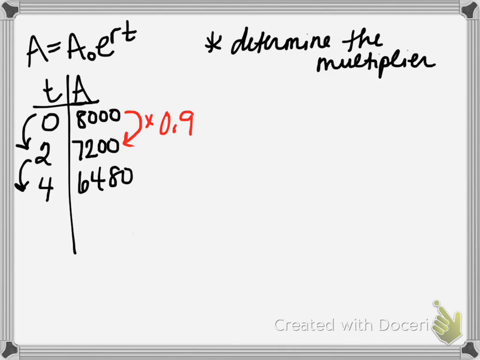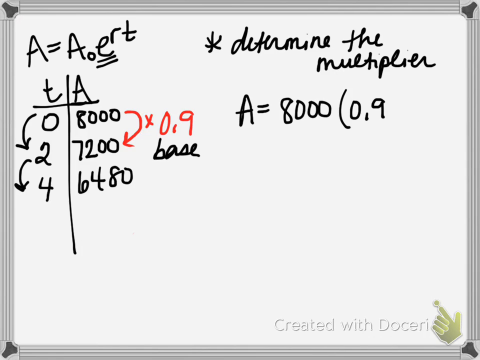All right, so if we determine the multiplier, then we're going to use that multiplier as the base of our exponential function, because we would multiply repetitively by 0.9. So instead of using e as the base like we did previously, we're going to use 0.9 as our base. So we'd start off with our initial population still of 8,000 people, and now 0.9 is going to be the base, since I'm repetitively multiplying by 0.9.